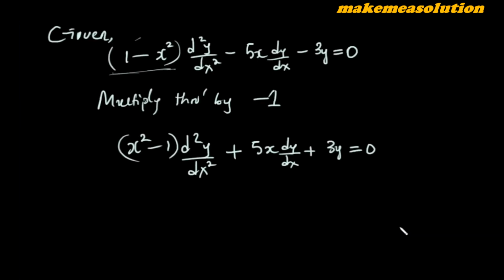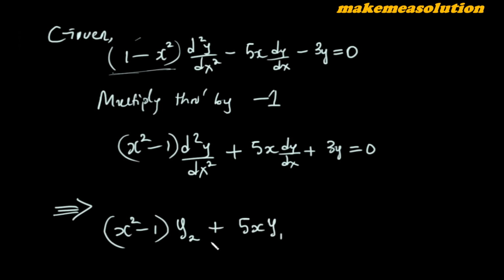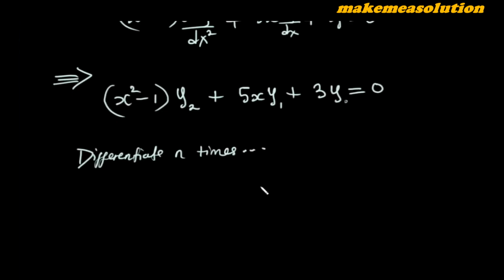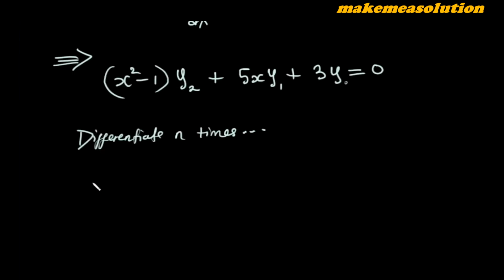So very good. Now that I have it like this, I can now convert the form to this. It's still equivalent to x squared minus 1, then I have this as my y2, that's the second derivative, plus 5x y1, the first derivative, then plus 3y, that's the 0th derivative. I can put 0 here. Is that okay? Now I have it like this. The next step is to differentiate n times. So differentiate n times. If you are differentiating n times, this is how it's going to be.